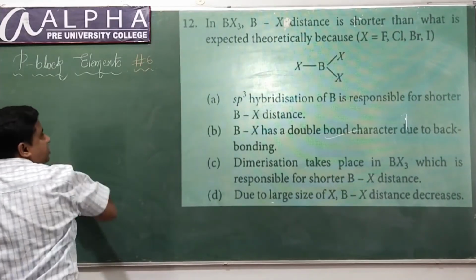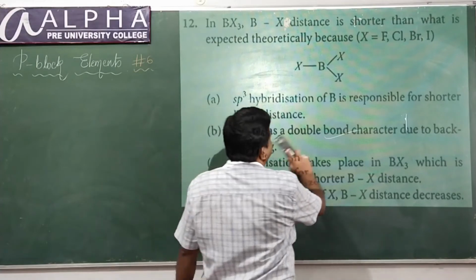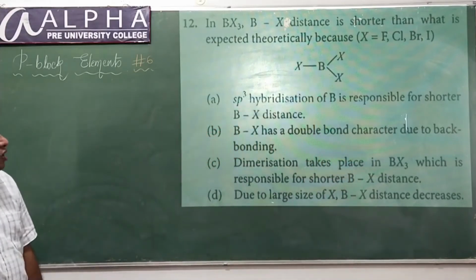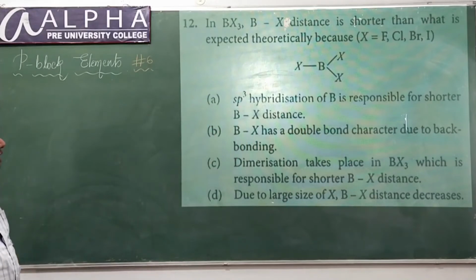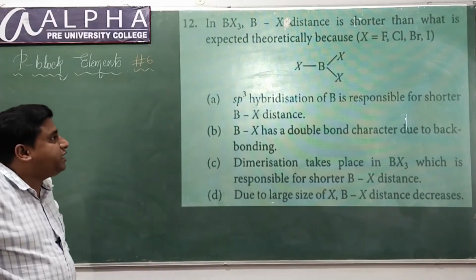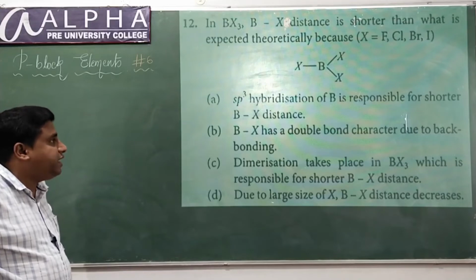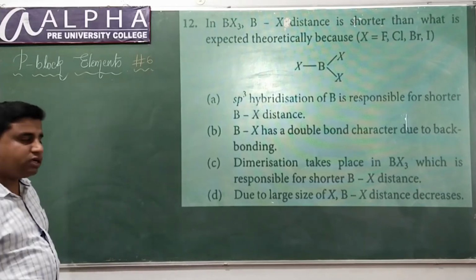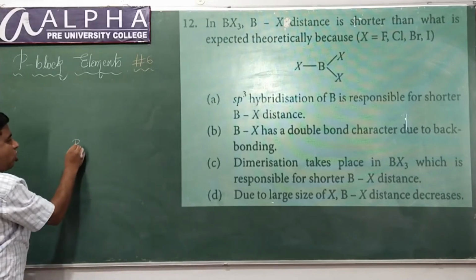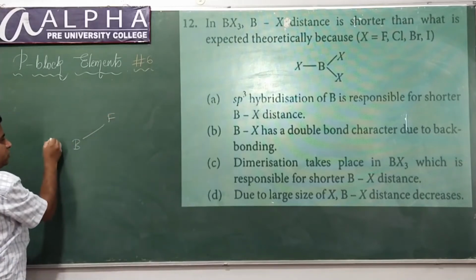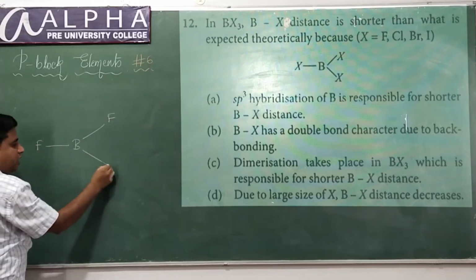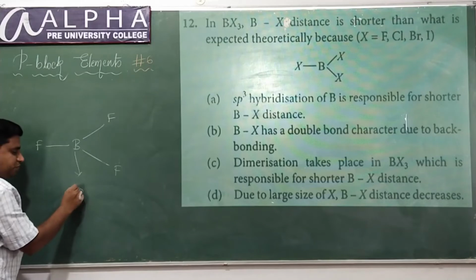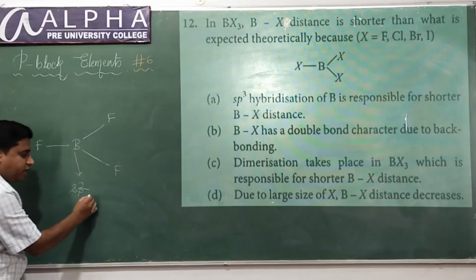Okay. So in BX3, the B–X distance is shorter than what is expected theoretically, because, very simple, I have discussed back bonding, isn't it? Okay, look here. See, in boron trifluoride, observe this. Boron is sp2 hybridized and it is trigonal planar in shape.